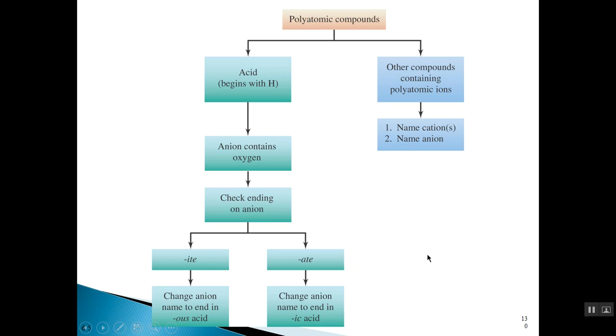Okay, so this is just a summary of the rules of naming compounds. Just to briefly go through this flowchart here, polyatomic compounds, if you have one category over here, acid, which begins with hydrogen. If you have an anion containing oxygen, then we check the ending of the anion name. If it ends with ITE, then the name changes to OUS acid. If it ends with ATE, the name changes to ic acid. For other polyatomic ions, basically we give the name of the cation and the name of the anion. And we talked about the rules about the names of the cations when it comes to the Stock system and so on.